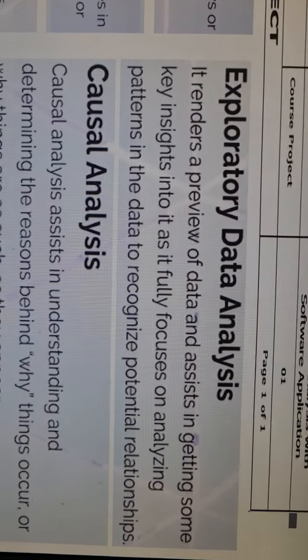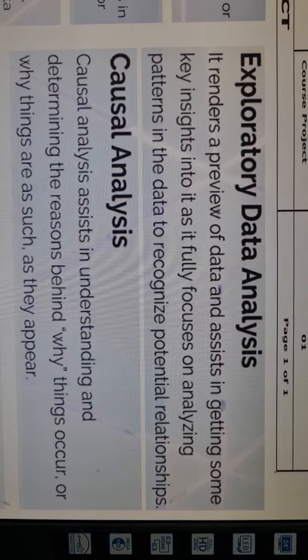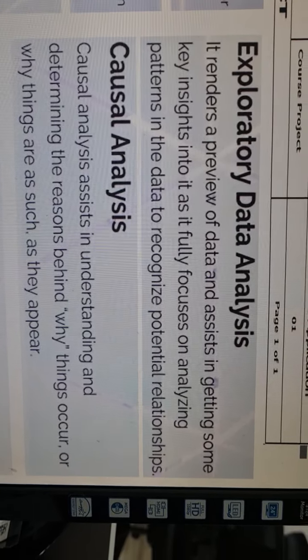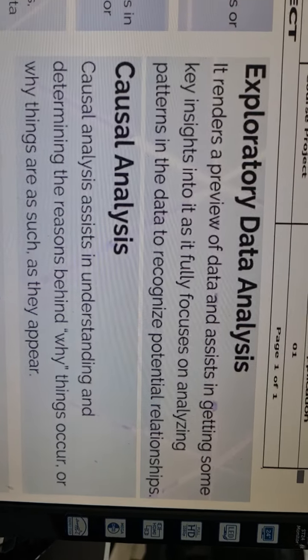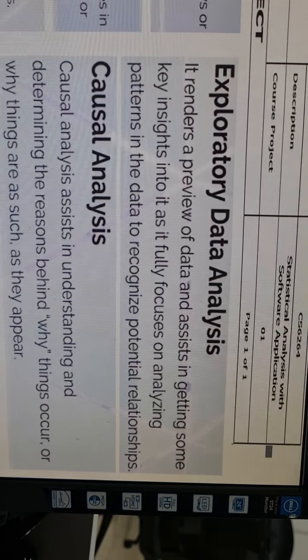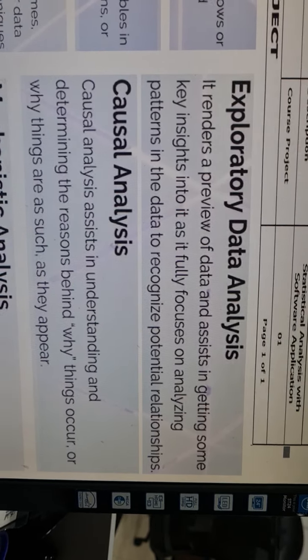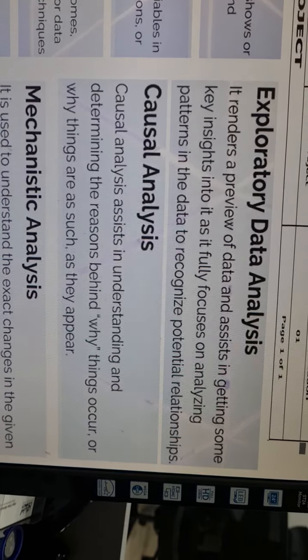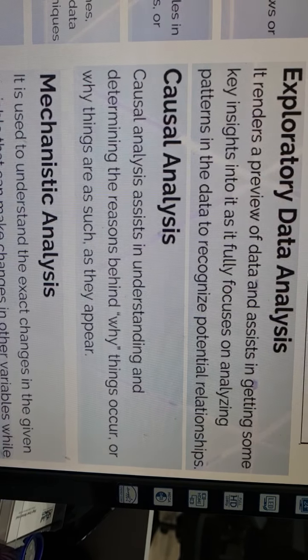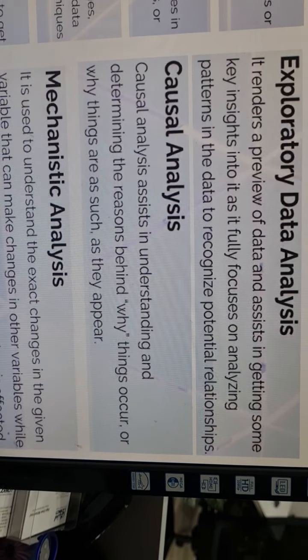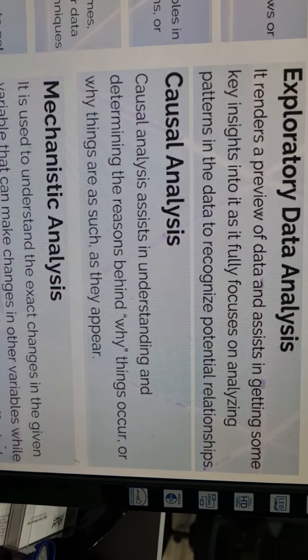The fifth one is exploratory data analysis. It renders a preview of data and assists in getting some key insights into it, as it fully focuses on analyzing patterns in the data to recognize potential relationships. The sixth one is causal analysis, which assists in understanding and determining the reasons behind why things occur or why things are as they are.